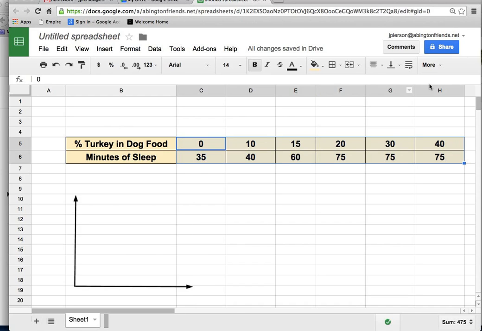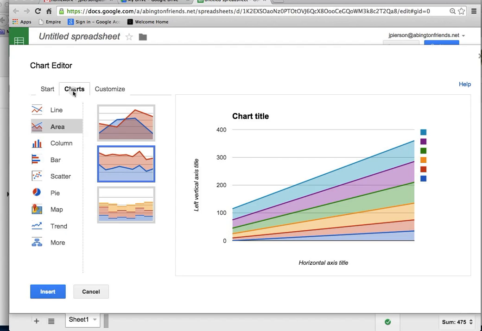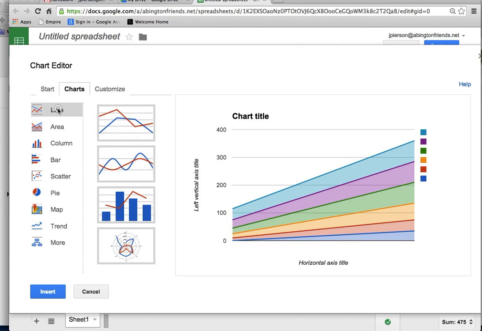And if we go down a little bit farther, a little faster, go down a little farther, horizontal axis and vertical axis, we can label those also. So the horizontal axis would be percent turkey. And sure enough, I do that, it could be percent turkey in dog food. And then we switch it to the left vertical, and this would then be minutes of sleep. That's right, MIN, you get the idea.